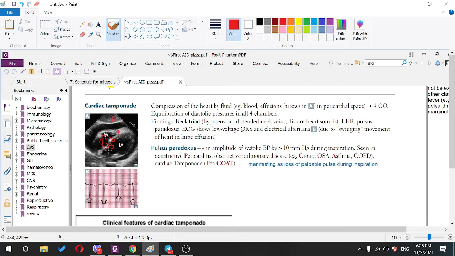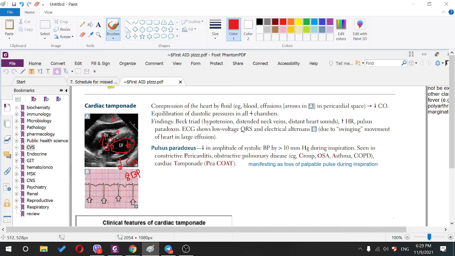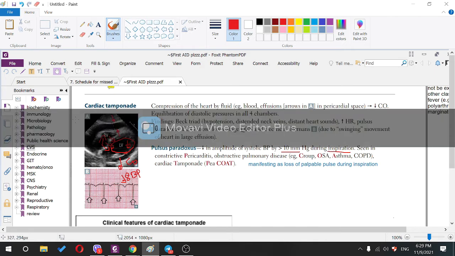So it pushes what? The interventricular septum. So when that is pushed, what will happen to the amount of blood in the left ventricle? It will decrease. So if the amount of blood inside of the left ventricle is decreased, the cardiac output goes down. And when it goes down, what will happen to the systolic blood pressure? It goes down. Okay? So it decreases in amplitude of the systolic blood pressure by around 10 millimeters of mercury during inspiration. And we said why inspiration? Because during inspiration, more blood goes to the right ventricle.